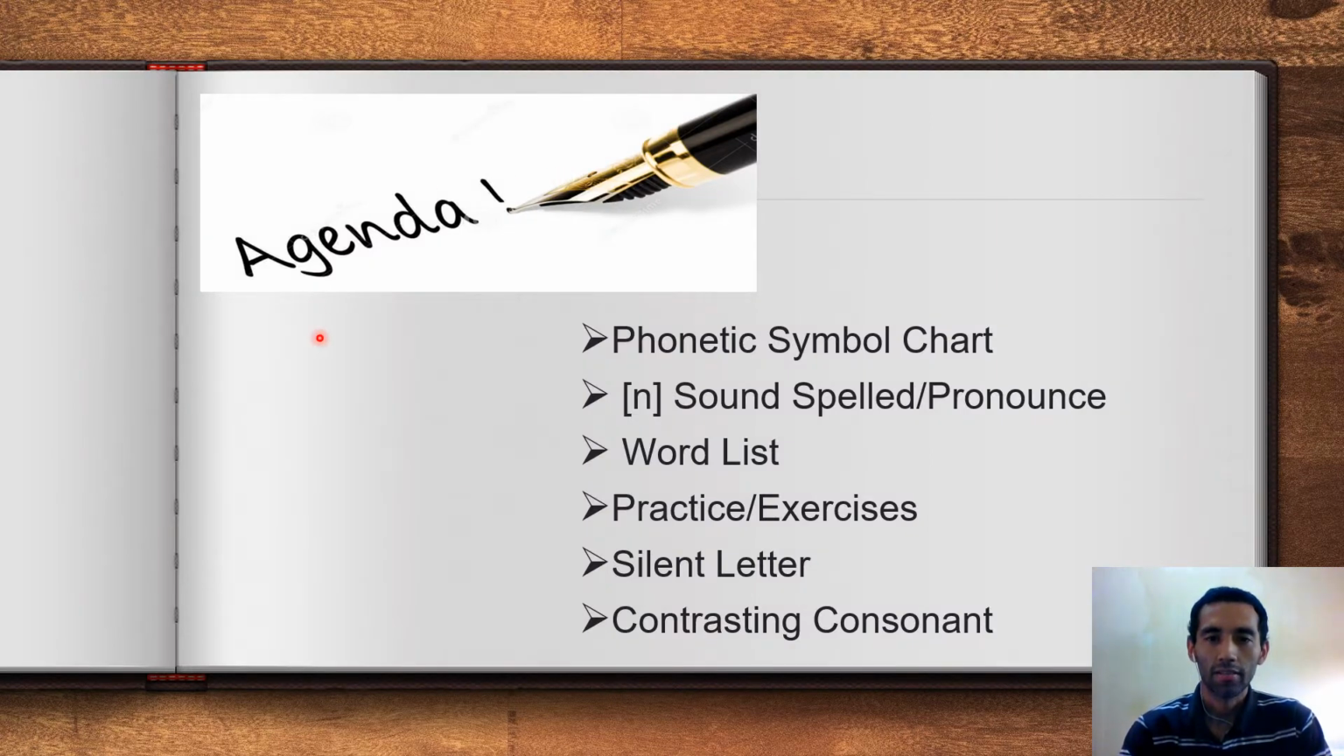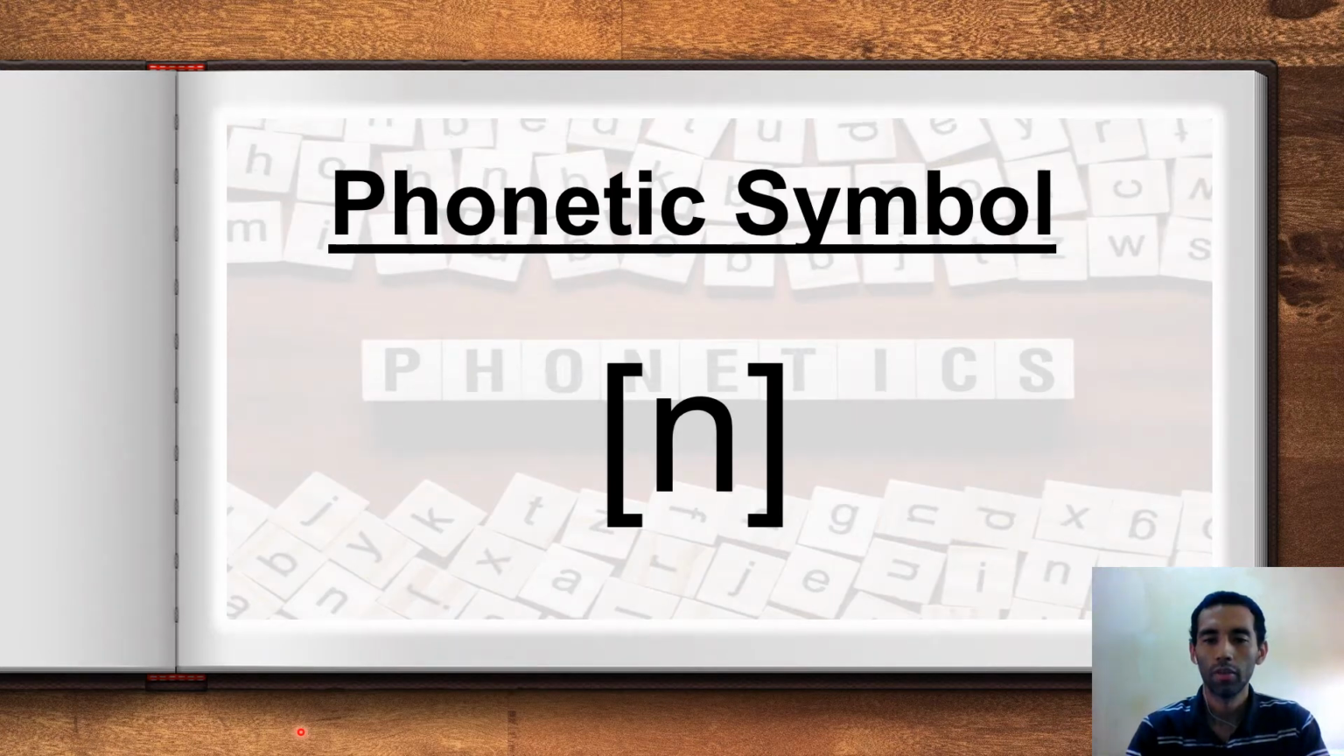Today's agenda is we are going to see the phonetic symbol chart, the N sound spell and pronounce, word list, practice and exercises, the silent letter, and the contrasting consonant. The phonetic symbol of today is the letter N. We will see many things, for example, the ID number, visible information, typical spelling, blends, silent letter, contrasting consonant, etc. We will see those details later on, so let's continue.